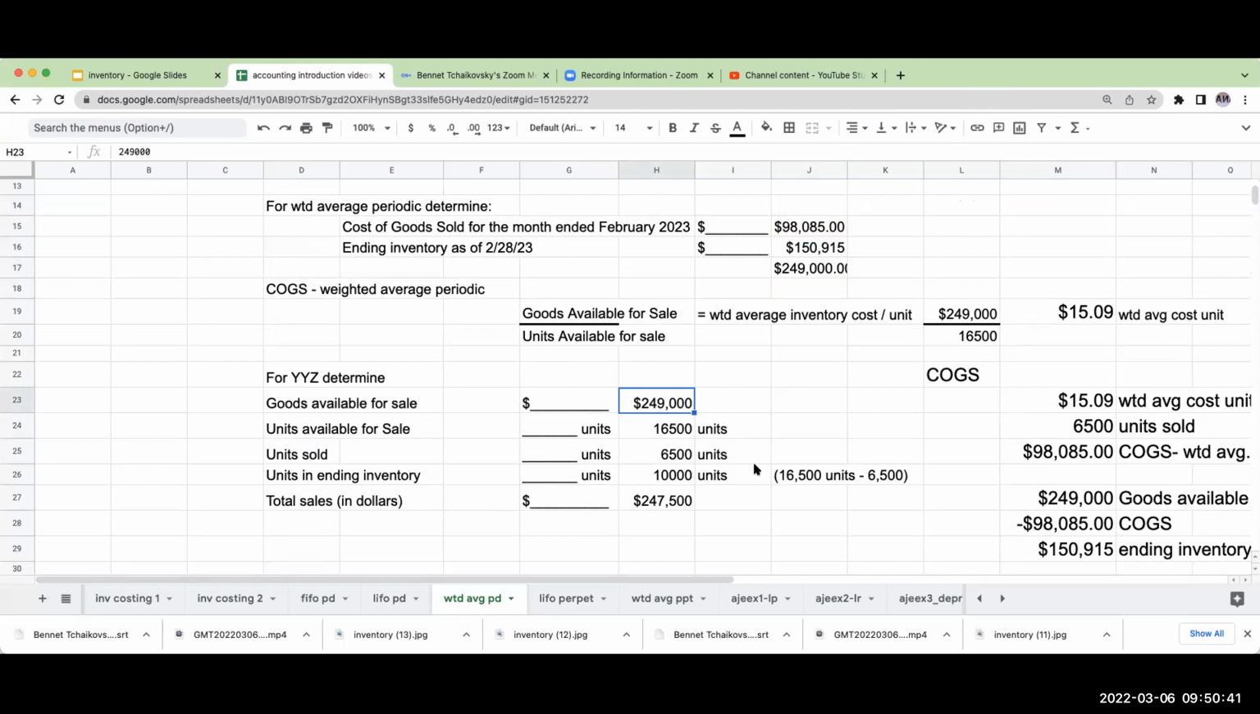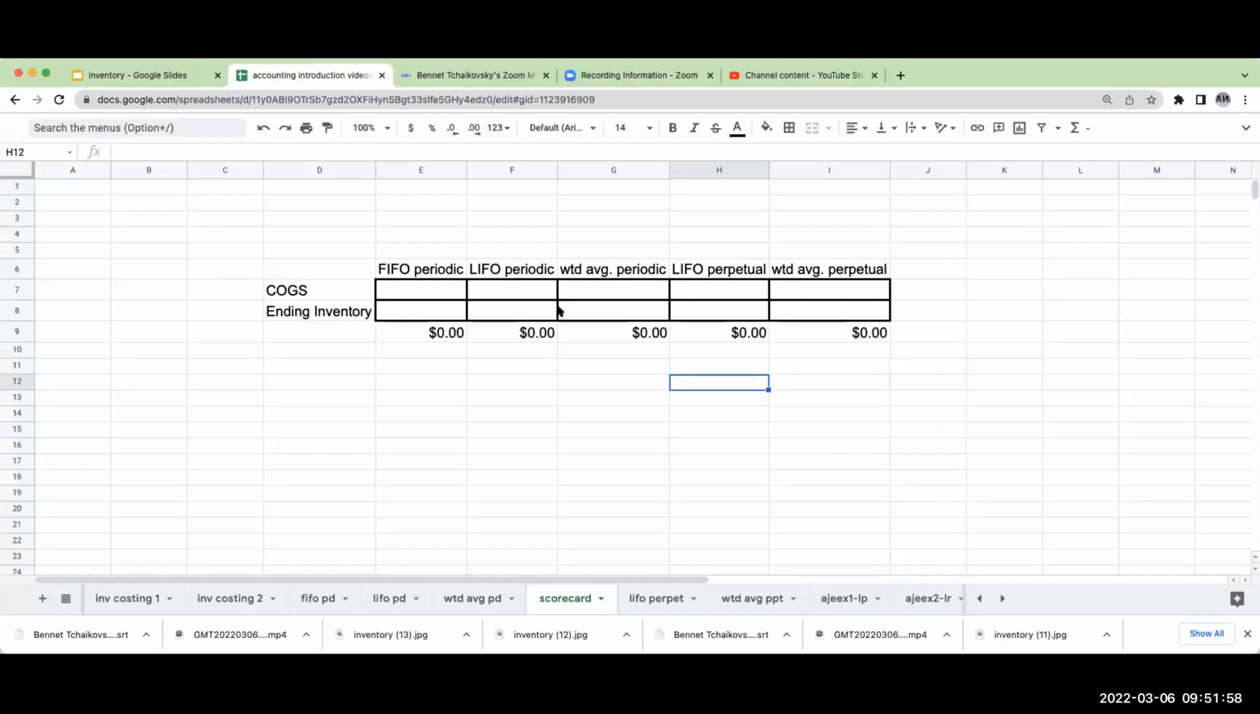So now that we've wrapped up our periodic methodologies, I'm going to prepare a very quick scorecard so we can see some of the commonalities. Just give me a moment. Okay, so this is our scorecard. We're just going to look at what we've done so far to date.